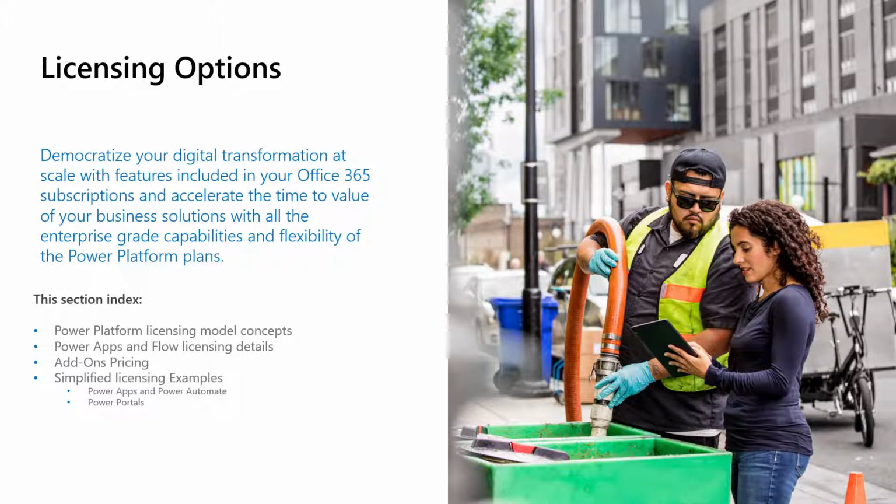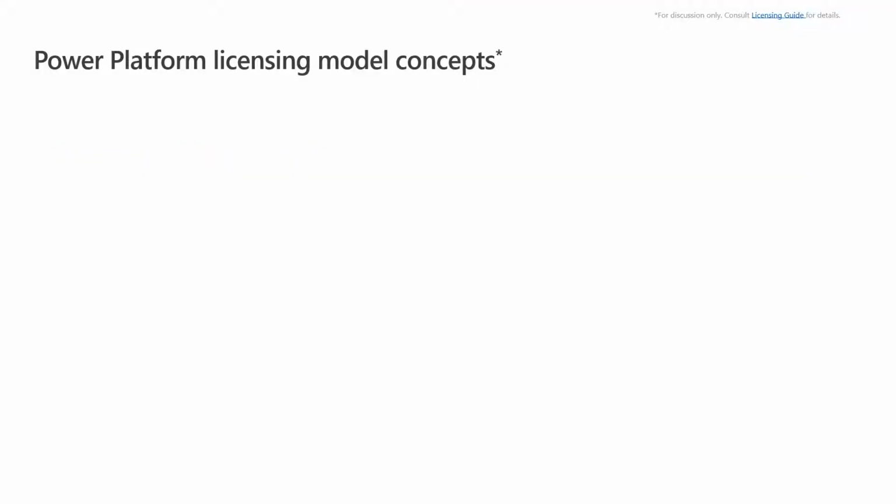And I've tried to be a little bit more descriptive about how to select the right license for your organization or the project that you're dealing in. So let's take a look at some of the licensing models. The first one is seeded licenses with Office or Dynamics 365. So you'll get certain functionality with both of those.